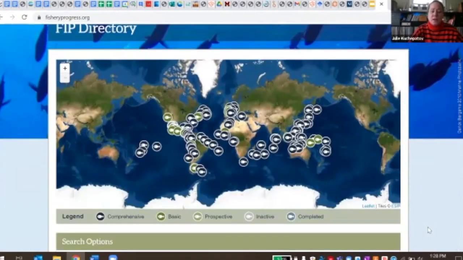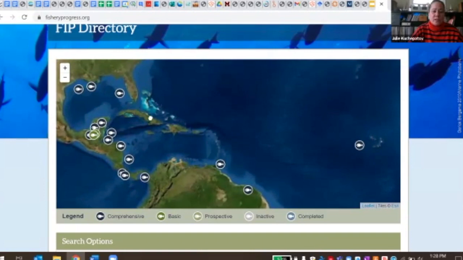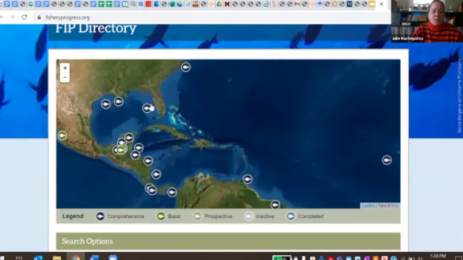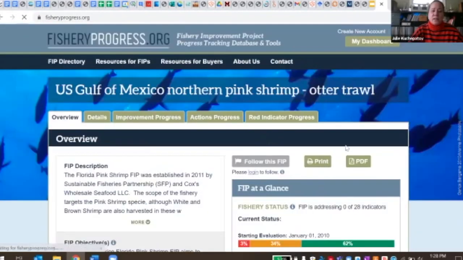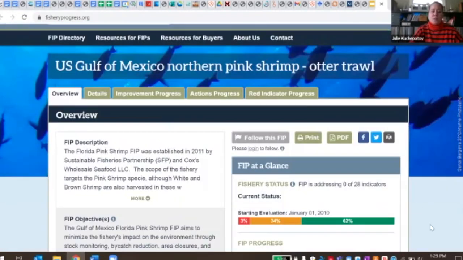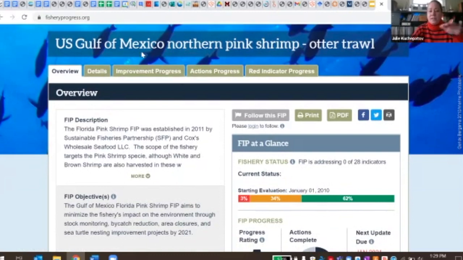So this is a map, clearly, and then we can dive deep here. Yep, there we go. We're going to look at a FIP, and I'm going to show these in a little more depth towards the end when I talk about a few case studies. So let's just look at this one. This is a U.S. Gulf of Mexico northern pink shrimp, and so we dive deep into here and get all this information that is again publicly available. These are tabs about the progress of the improvements and the actions and the red indicator, which I'll talk about in a second. But you need to sign up to be able to dig deep into these tabs.